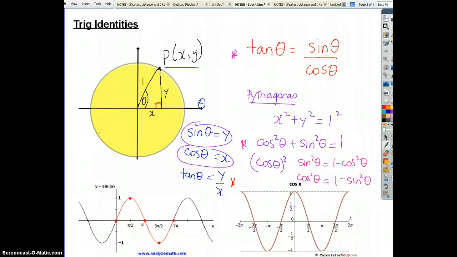Alright, so let's have a look at how we use these two identities that we've just been talking about. We might be asked, for example, to simplify an expression. So let's say we had this one here. Let's start with a nice easy one. Let's say we had 3 sine squared theta minus 3. Remember, another way of writing that is sine of theta in parentheses squared.